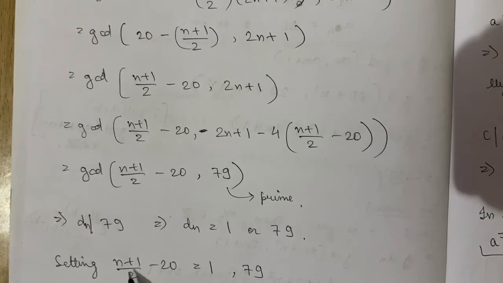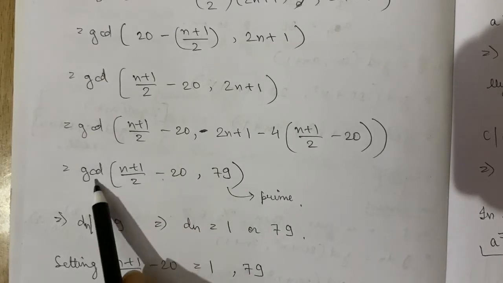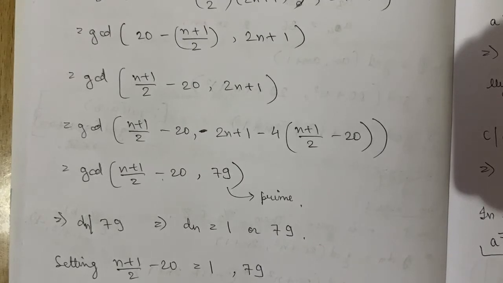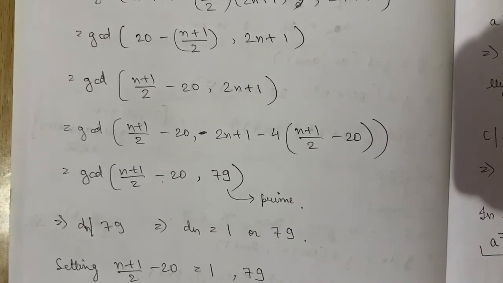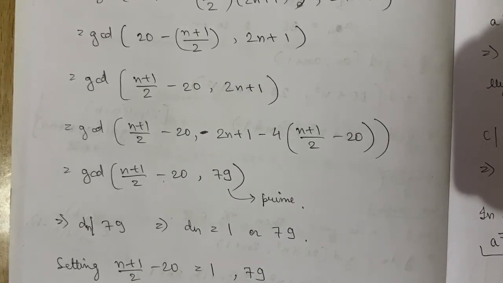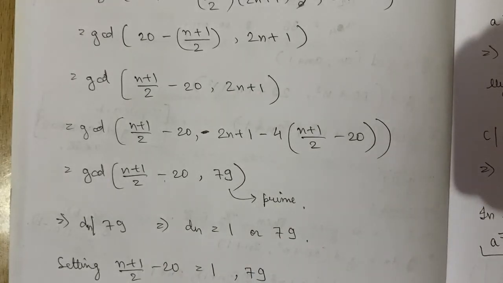And again if we set n plus 1 by 2 minus 20 equal to 1 and equal to 79, I'll get the GCD exactly equal to 1 and 79. So the values n equal to 41 and 197 give the corresponding values. So this concludes the problem. There was only one important idea in this problem, which is that GCD of a and b equals GCD of a and b plus ax, where x is an integer.